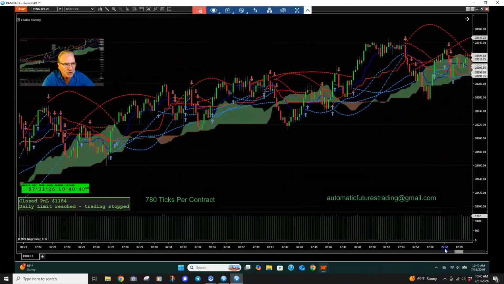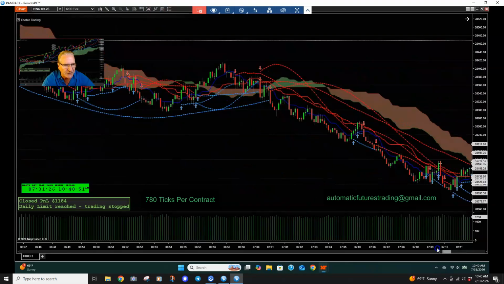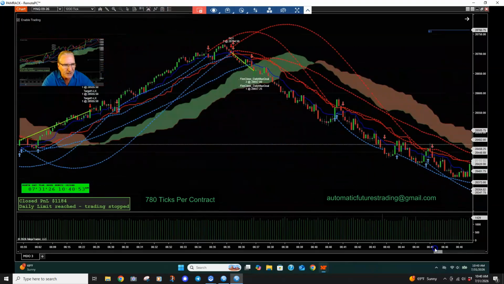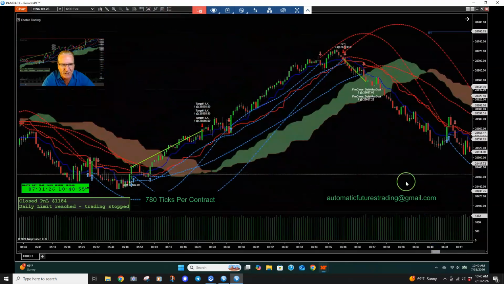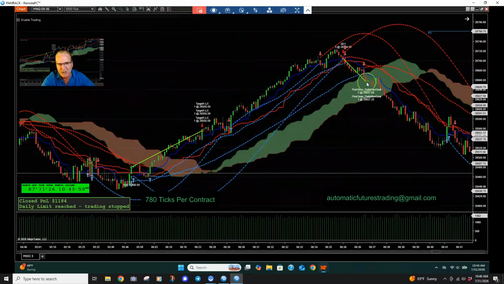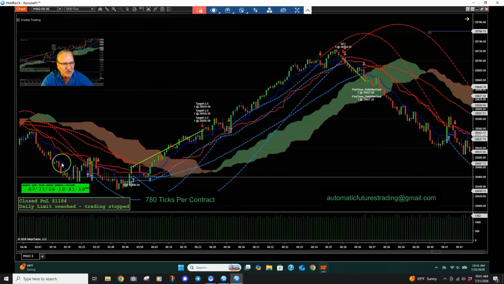Our first trade was at midnight last night, okay? And then our last trade, you can see there's the last trade right there, right in about the middle of the morning rush, right? As it started to go short. And it had been going long, okay? It started to go short. We took that short. Fire closed, daily max P&L.